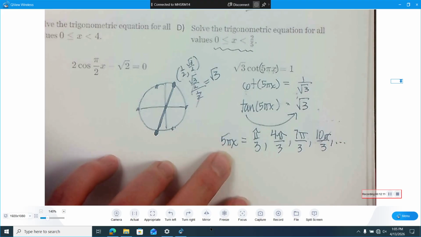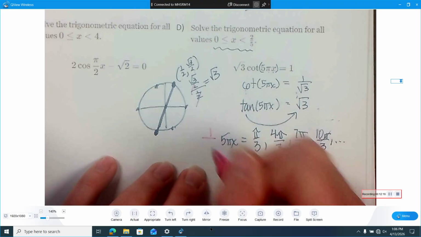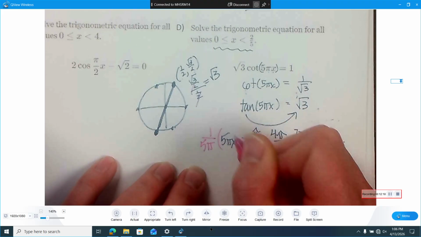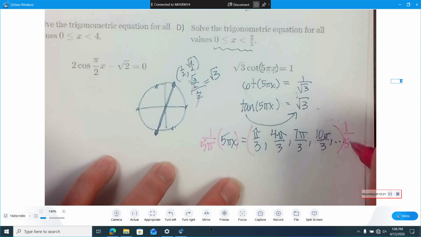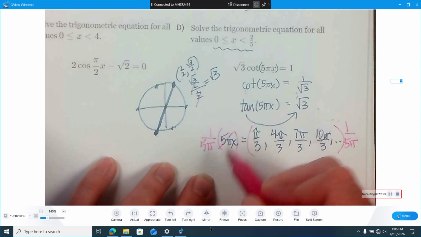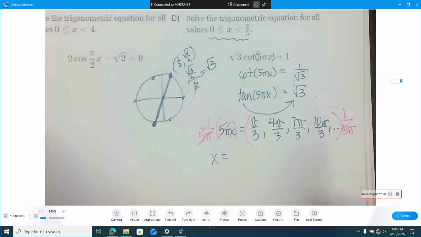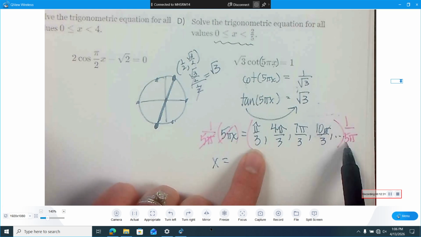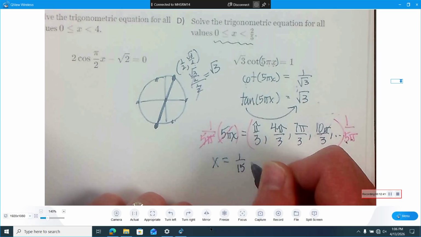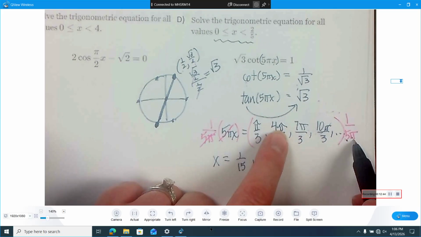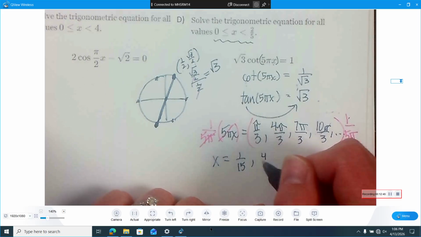how do I get x all by itself? 1 over 5 pi. Yep, we're going to multiply by 1 over 5 pi. 5 pi times 1 over 5 pi cancels out, so x is alone. And what happens when I take pi over 3 times 1 over 5 pi? Yeah, the pi on top and pi on bottom would cancel, so we'd have a 1 on top and the 15 on bottom. Good. Again, here pi's cancel, so 4 on top and 15 on bottom.